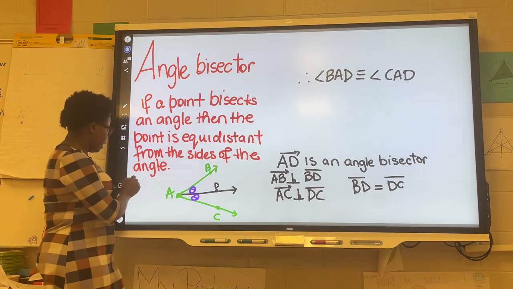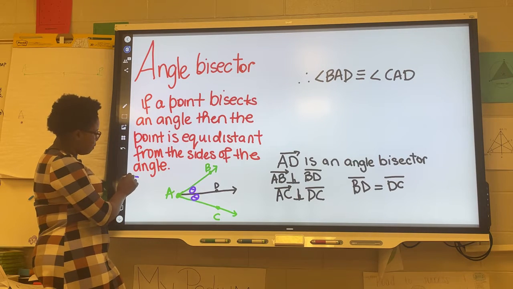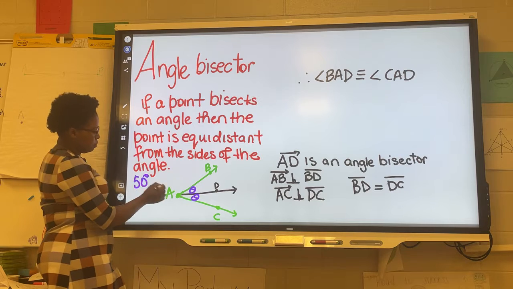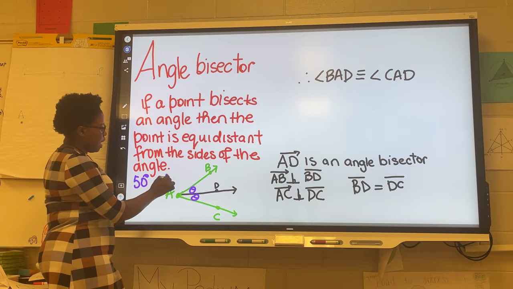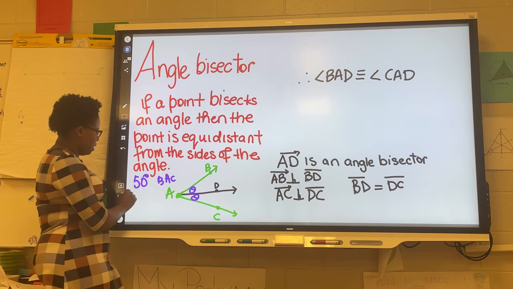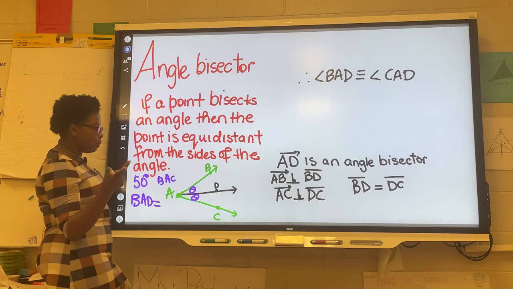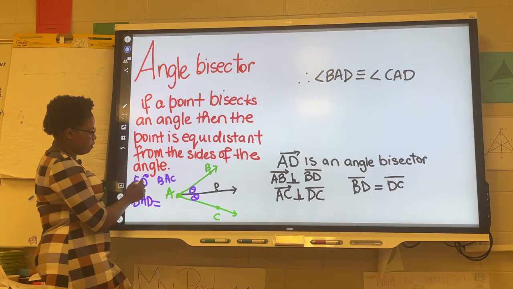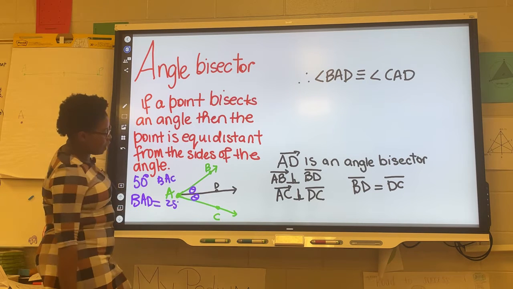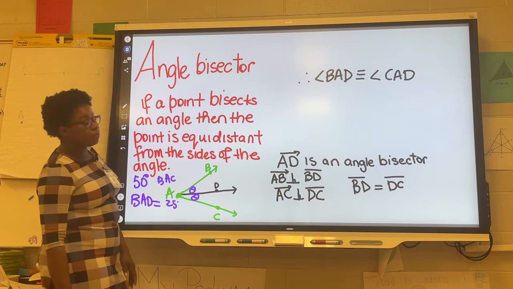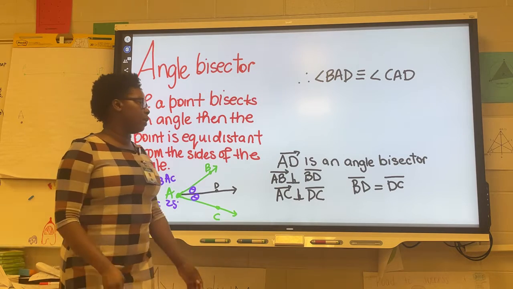So if the entire thing was, say, 50 degrees BAC, and you want to find what is BAD, you know that since it is cut into two equal parts, BAD will be 50 divided by 2, which is 25. So that's 25 and that's 25 with a 50-degree angle.